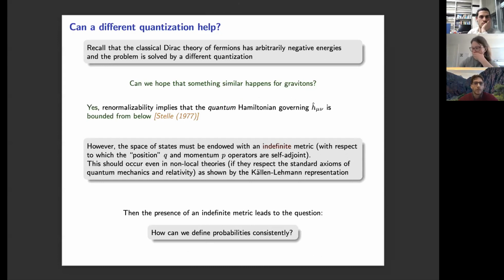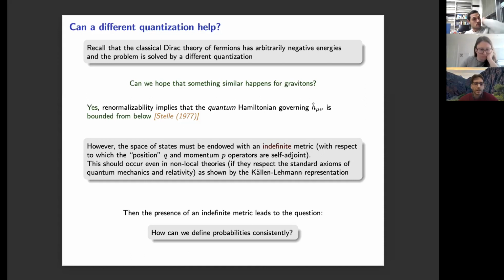So this is a situation similar to Dirac fermions, which have a classical theory that is not stable because the energy is not bounded from below, but we can make it meaningful by quantizing the theory appropriately. In this case, we can make gravity renormalizable, but we have to introduce an indefinite metric, essentially, with respect to which the position and momentum operators are self-adjoint.